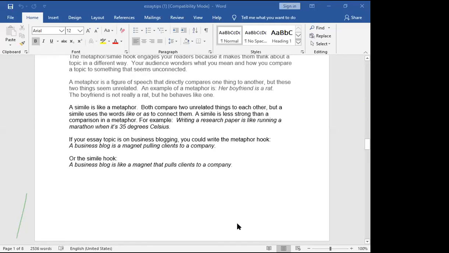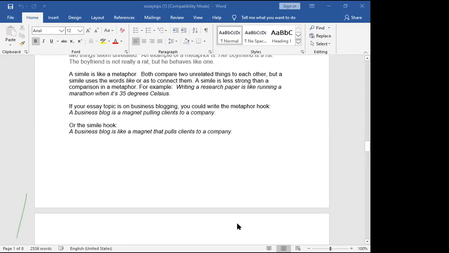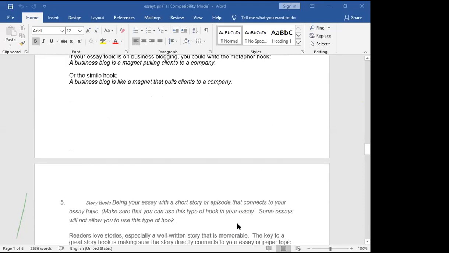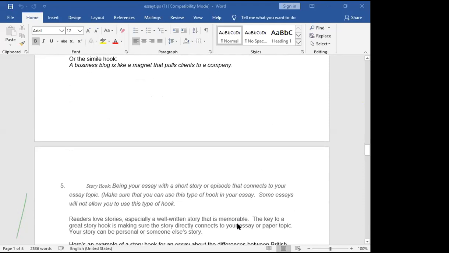So we realize that a metaphor is much stronger than a simile. We've learned similes. We've never learned metaphors that much, but we shall do so in the course of our learning. So, story hook. We are running short of time. Begin your essay with a short story or episode that connects to your essay topic. Make sure that you can use this type of hook in your essay. Some essays will not allow you to use this type of hook, please, especially descriptive compositions.